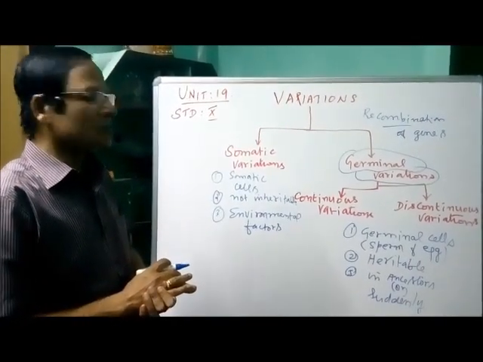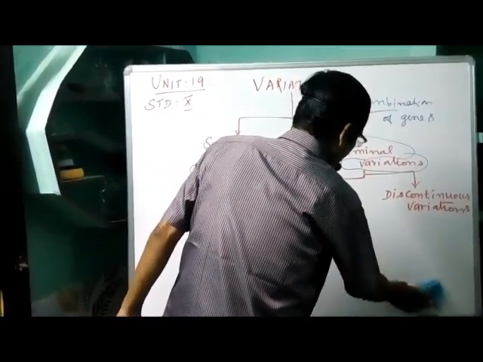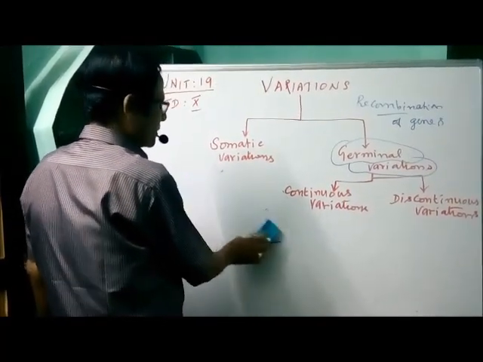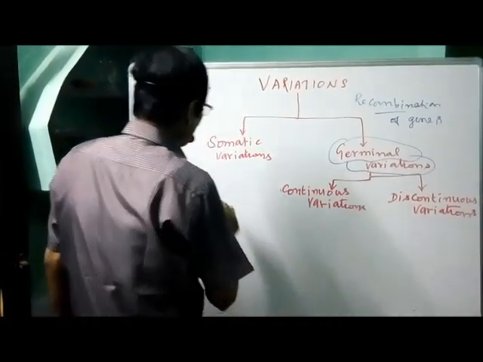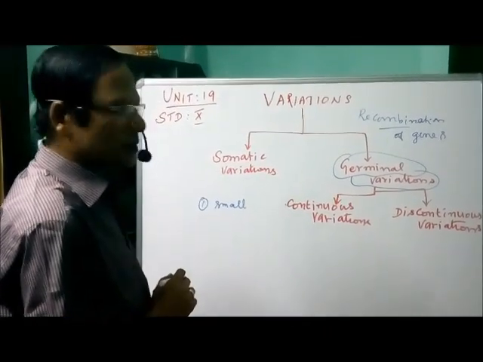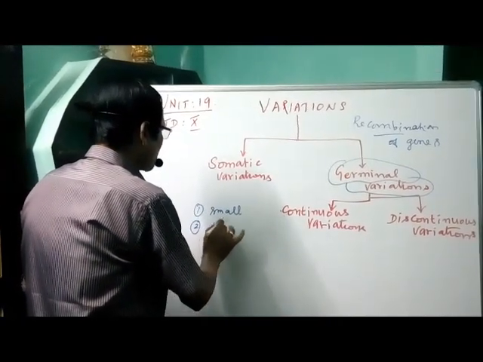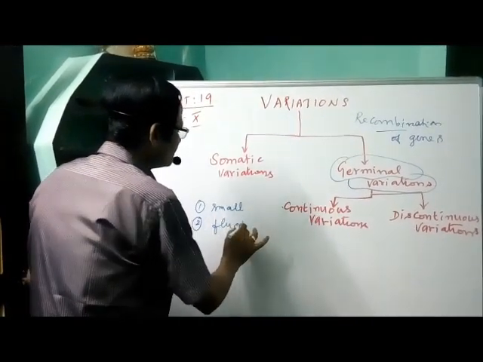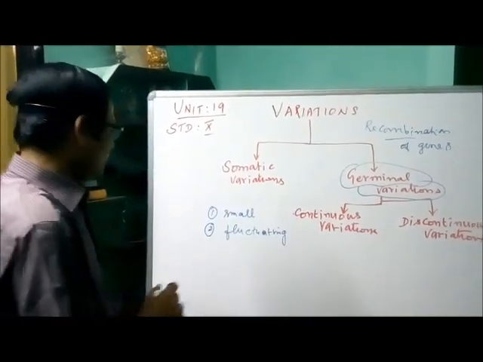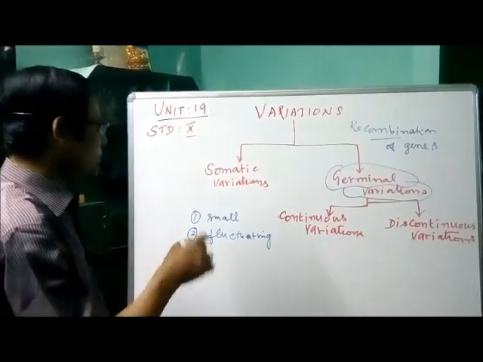Now, what are the types of germinal variations? We have two different types of germinal variations. One, continuous variations. Another one, discontinuous variations. What are continuous variations? These variations are small variations that occur in organisms. Number two, they are also called fluctuating variations.